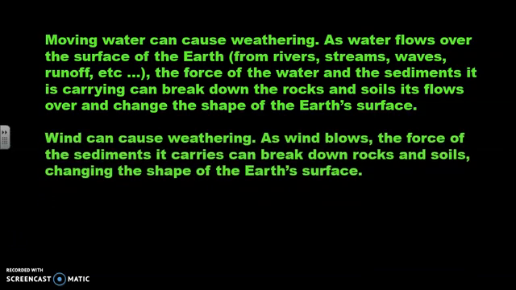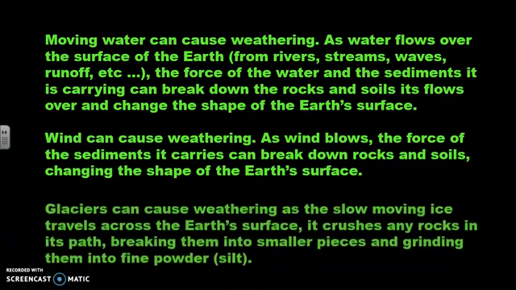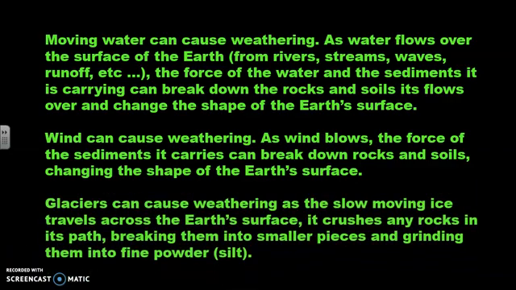As wind blows, the force of the sediments it carries can break down rocks and soils, changing the shape of the Earth's surface. Glaciers can cause weathering. As the slow-moving ice travels across the Earth's surface, it crushes any rocks in its path, breaking them into smaller pieces and grinding them into fine powder we know as silt.